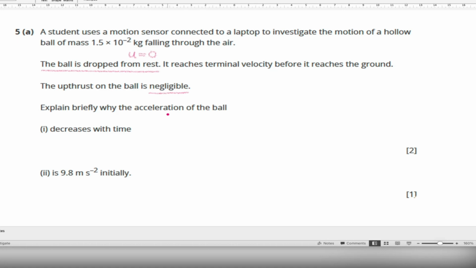Explain briefly why the acceleration of the ball decreases with time, part 1, and is 9.8 meters per second squared initially. In part A, we have to explain why the acceleration of the ball decreases with time. Now we know that the air resistance or the drag increases with speed. Hence, the resultant or accelerating force decreases. And in part 2, we had to explain why the acceleration of the ball is 9.8 meters per second squared initially. Now, we know that air resistance is initially 0, or you could have said that the weight or the gravitational force is the only force acting on it.